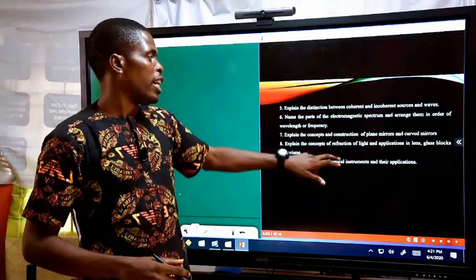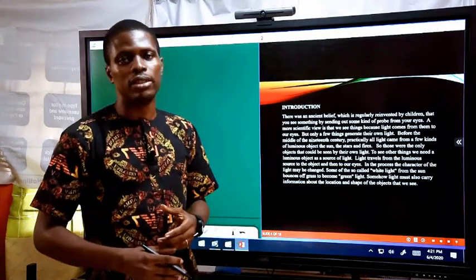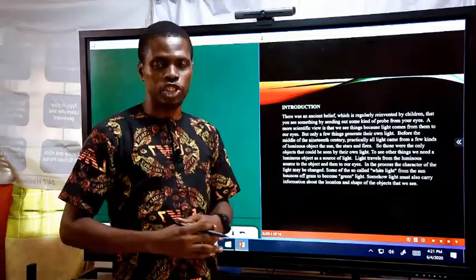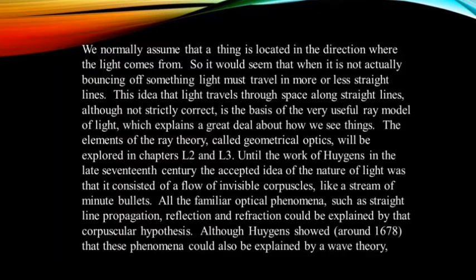Okay, so as we go along in the topic, we need to understand that light is a form of energy. It's a kind of radiant energy that causes the sensation of vision. So without light, you cannot see. Okay? Light is a form of energy from the sun.